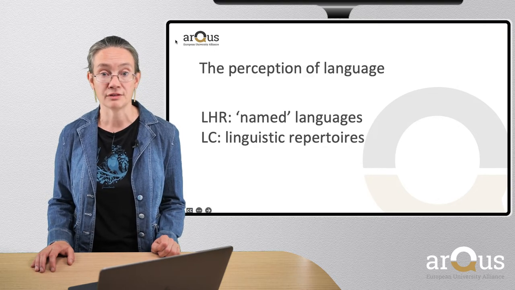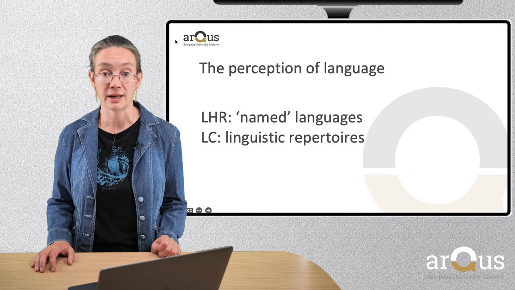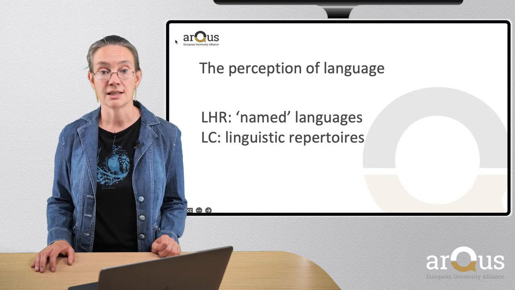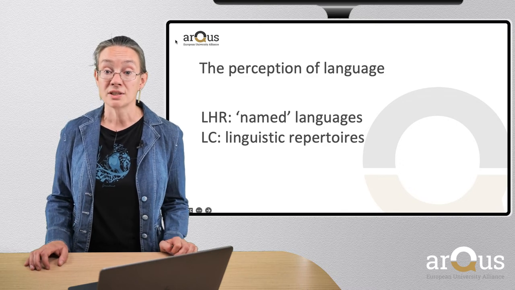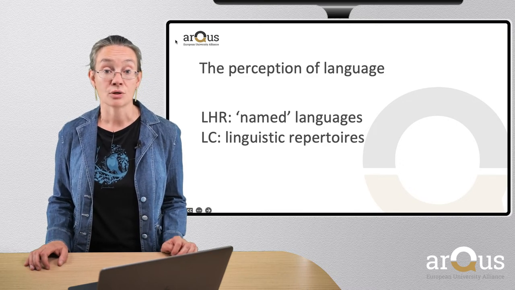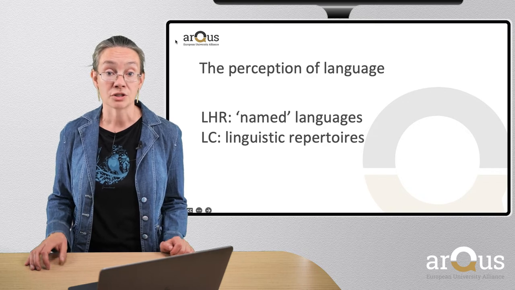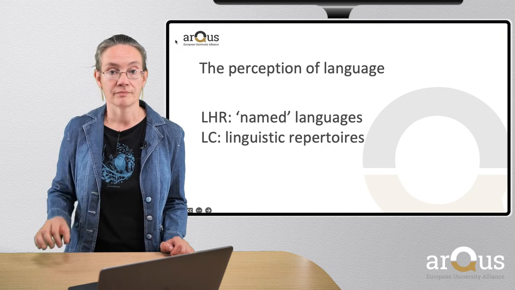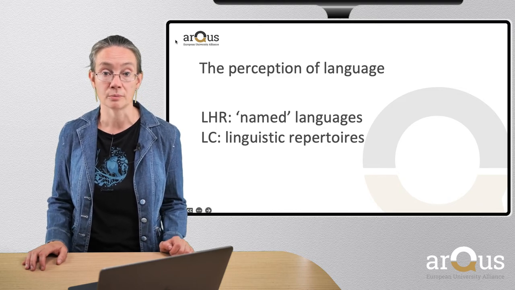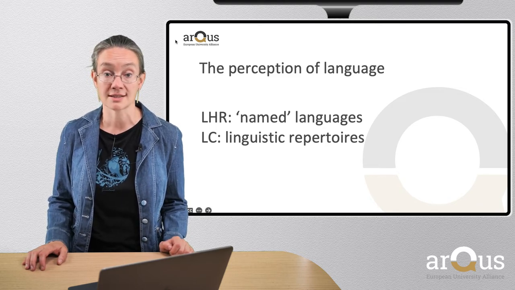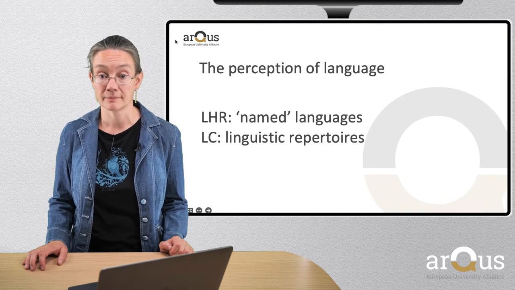The most profound difference between linguistic human rights and linguistic citizenship is the perception of language behind the two approaches. Linguistic human rights relies on the widespread view of language as a named language. Languages are here seen as bounded, pure, natural objects, consisting of structured sounds, grammar, and lexicon.